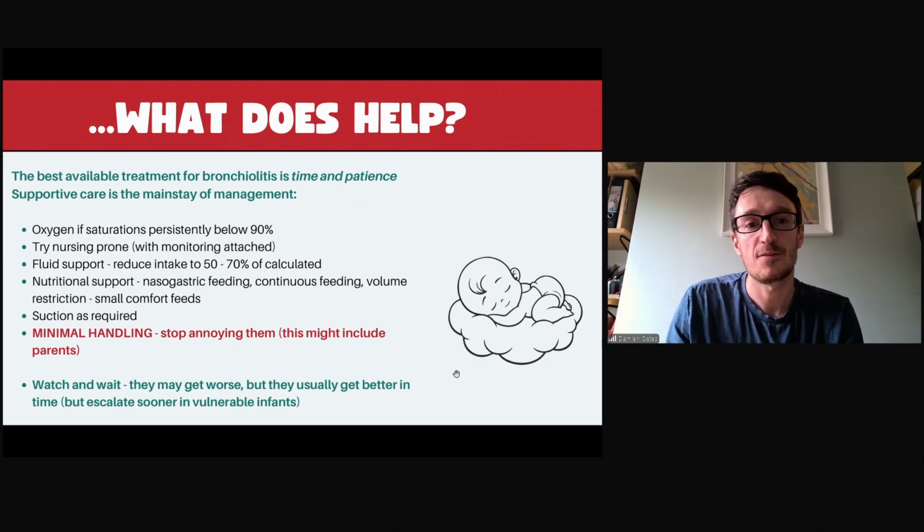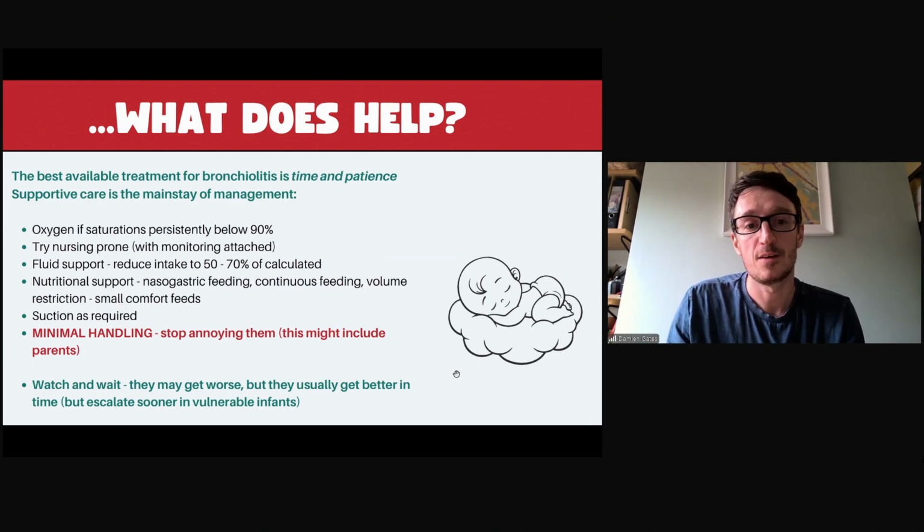So give oxygen if your SATs are below 90%. Try nursing on their front, prone, just turning them around and moving them around. That helps move things around in the chest, might make them more comfortable. But emphasize to the parents that you're only nursing prone with monitoring attached, and it's not safe to do this in the household. They can be done in a safe area if you're talking about small infants.